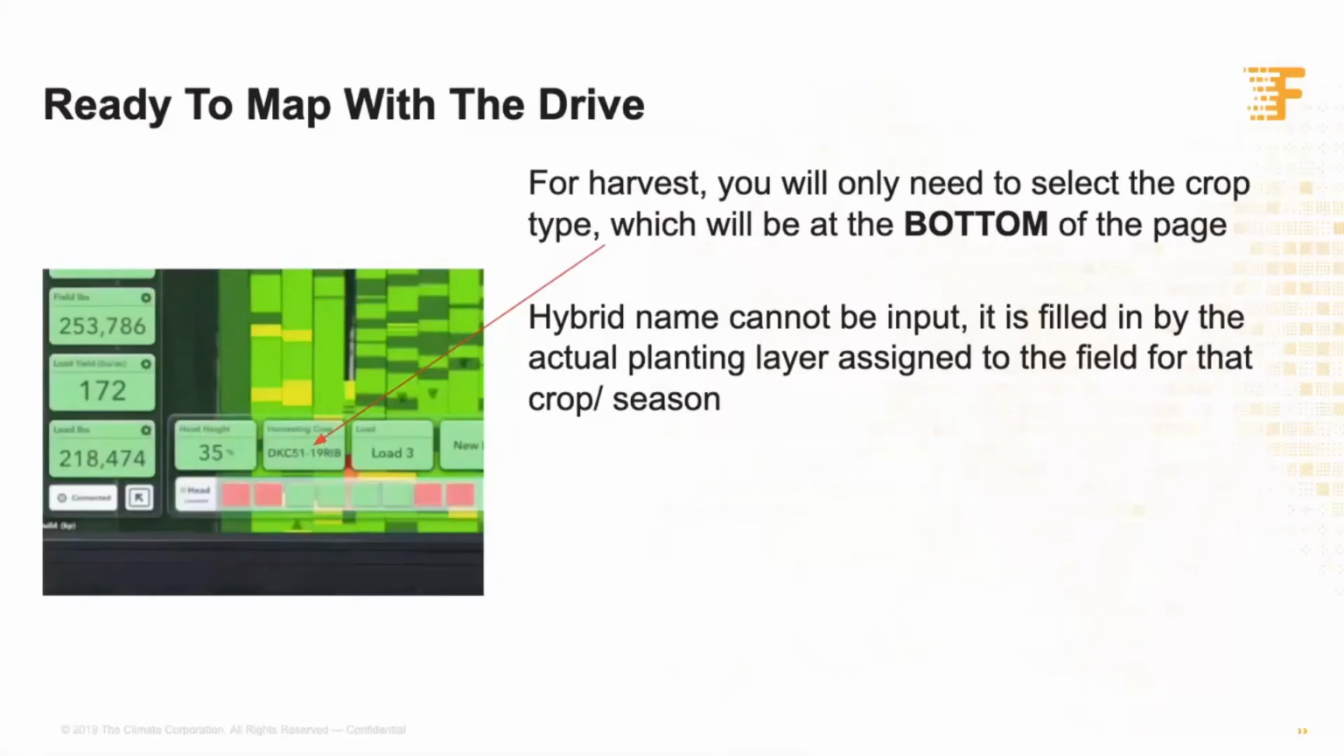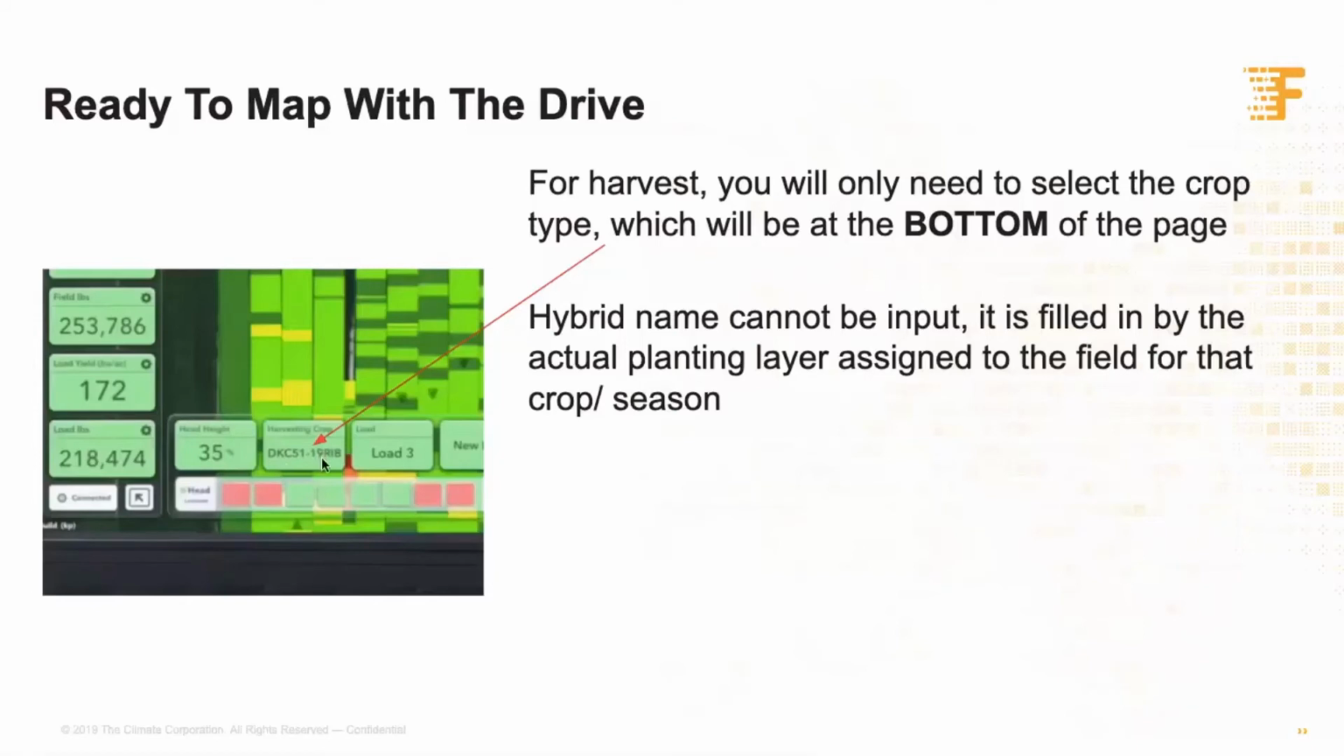So for planting, you tell it what crop you're planting, right? You tell it what variety you're planting. For harvest, we tell it the crop, but we do not tell it the variety. That variety will show up in this list down here based off of whatever you planted in that location earlier that year. So having planting maps in your account are very important for harvest season, so that it knows what it's harvesting as you drive through it.